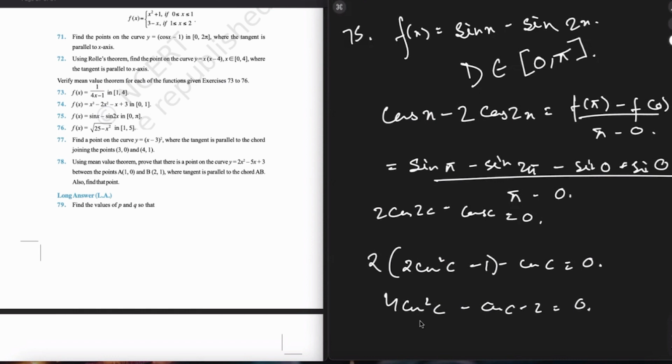So the value of cos c will come out as (1 plus minus under root 33) by 8. So these are the values which lie in 0 to π, and these will be the answer.